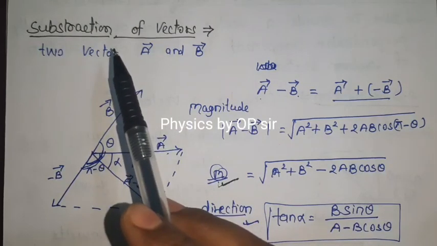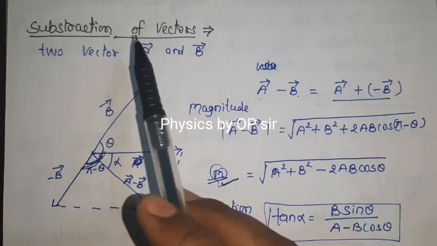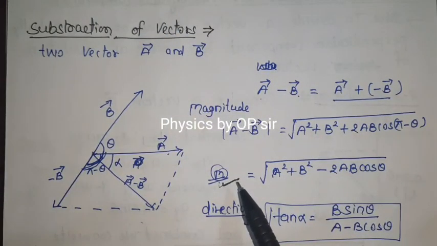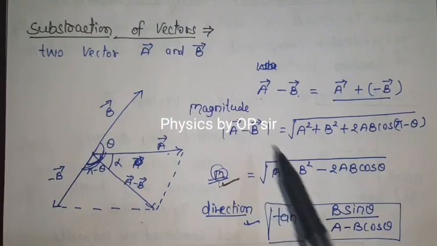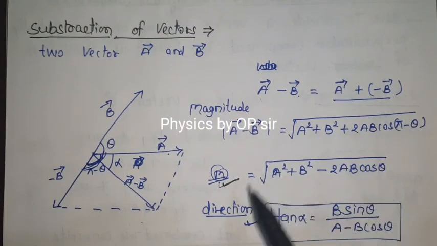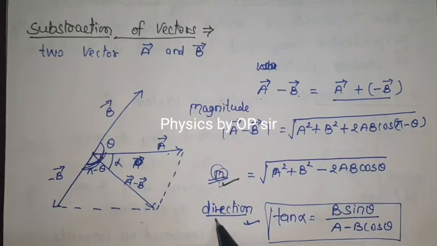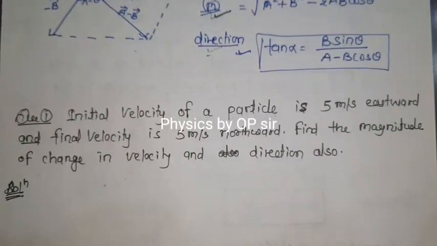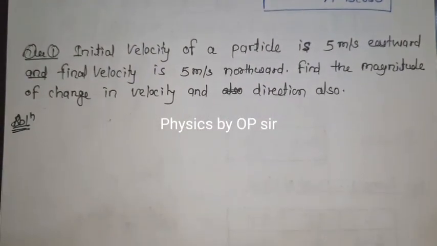In the previous class we completed the topic of vector subtraction, and we got the formula of magnitude of a minus b: root of a square plus b square minus 2ab cos theta, then the direction formula. Now today we will solve questions based on these. So here is your first question.